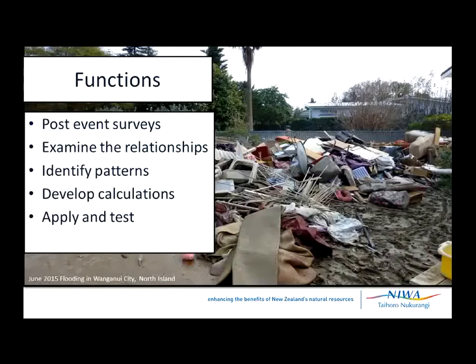So just to recap on these functions, this is some of the damage from the Wanganui floods in June. For flood damage functions, NIWA staff collect as much empirical data as possible, so going out and measuring flood heights and looking at the damage that those floods have caused. By examining that relationship, we can start to identify certain patterns. So certain flood heights have certain damage. And that's the information we use to develop our functions. And we apply and test them using RiskCAPE, and we can test them using real examples such as Wanganui.